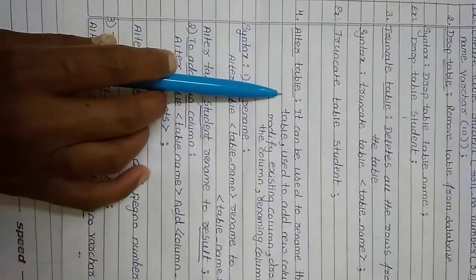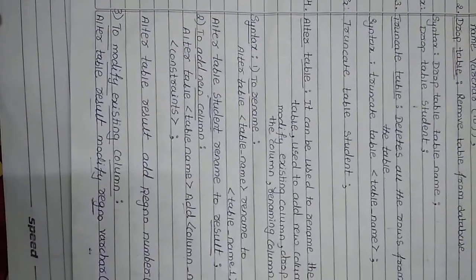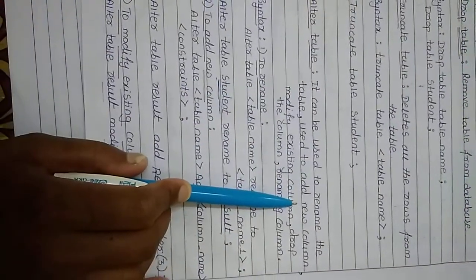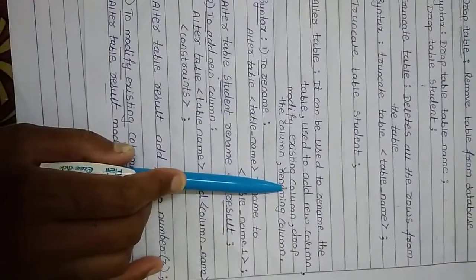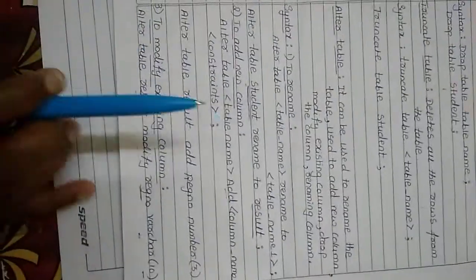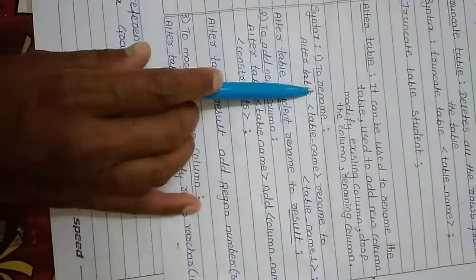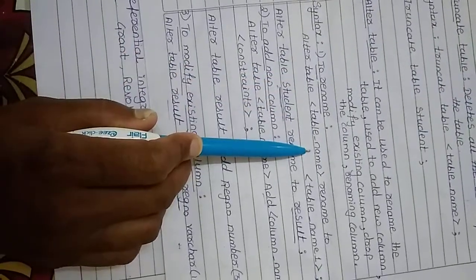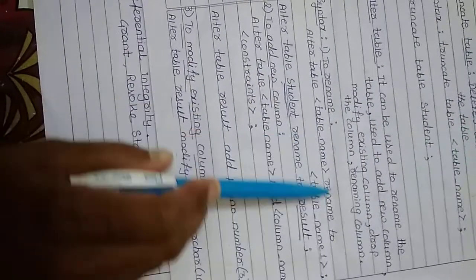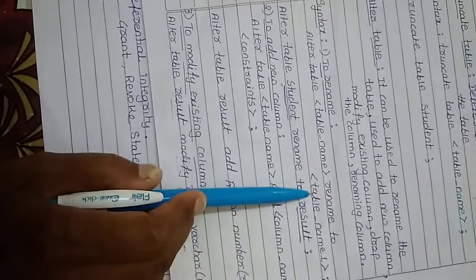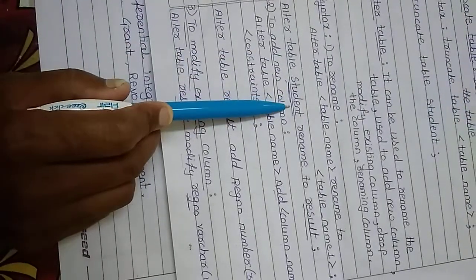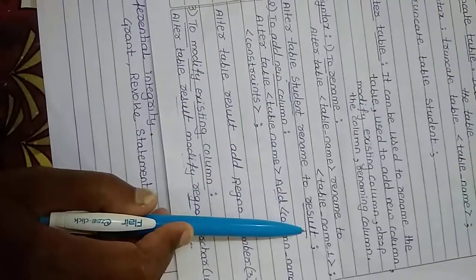Then the fourth one is alter table. This alter table can be used for performing many different operations, like you can rename the table, add a new column to the existing table, modify an existing column in the table, drop a column, and rename a column. Let us see everything. Now the first one is to rename the table. You can use the syntax alter table followed by the previous table name, and rename is the keyword, followed by the new table name you want to give. Like here I have given alter table. Previously my table name was student. I wanted to rename it to result.